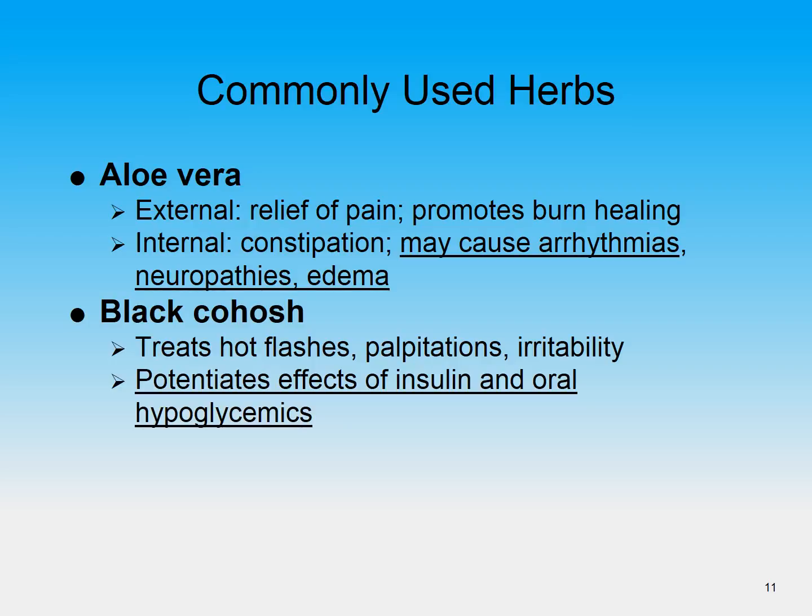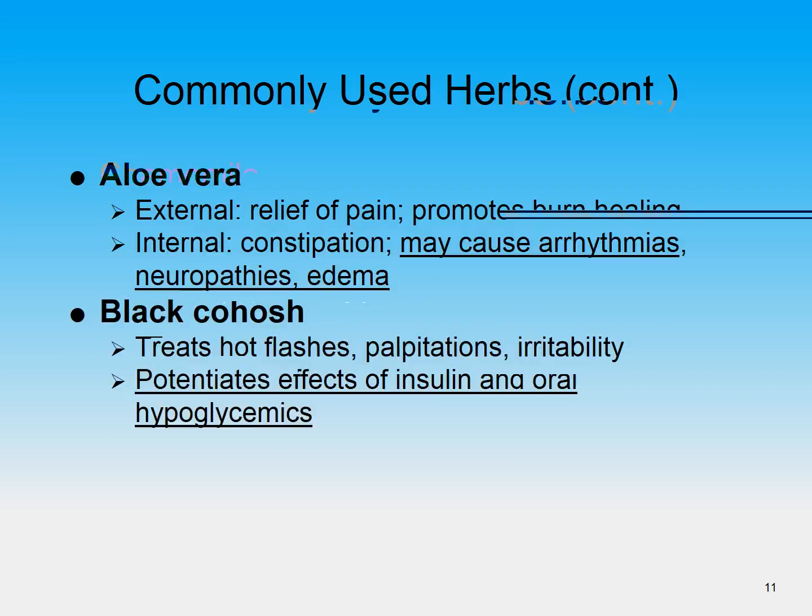This is where you have to look at potentiates effects of insulin and oral hypoglycemics. Because if you picture our population of today, a female 55-65 often has metabolic syndrome, pre-diabetes, or type 2 diabetes. So you have to watch and ask about over-the-counter if they're taking something with black cohosh.